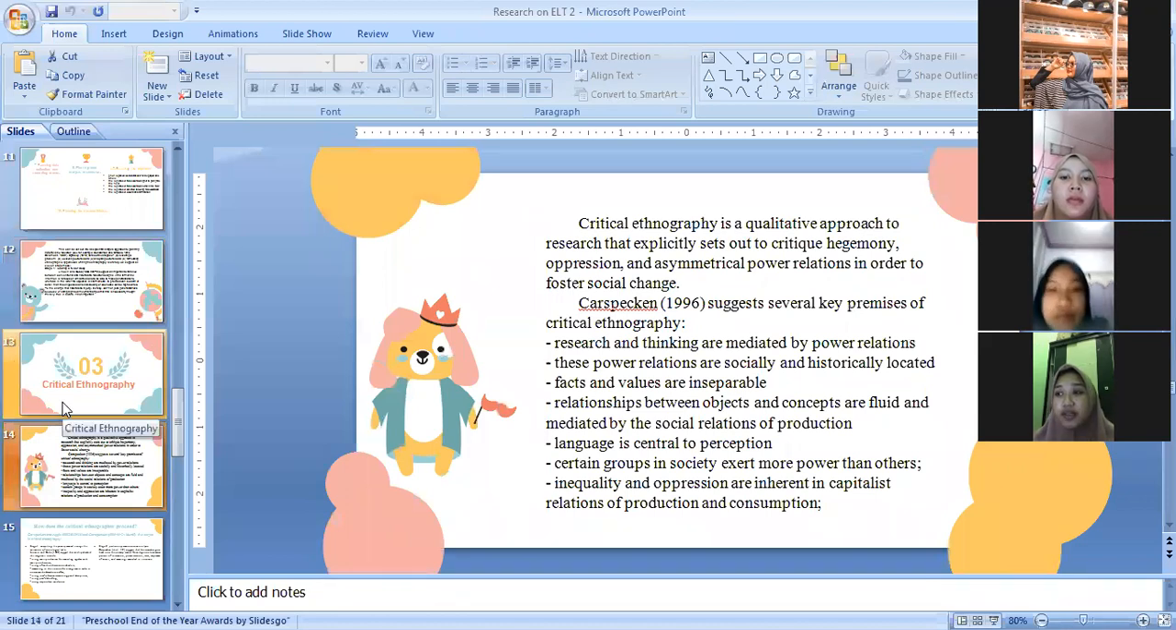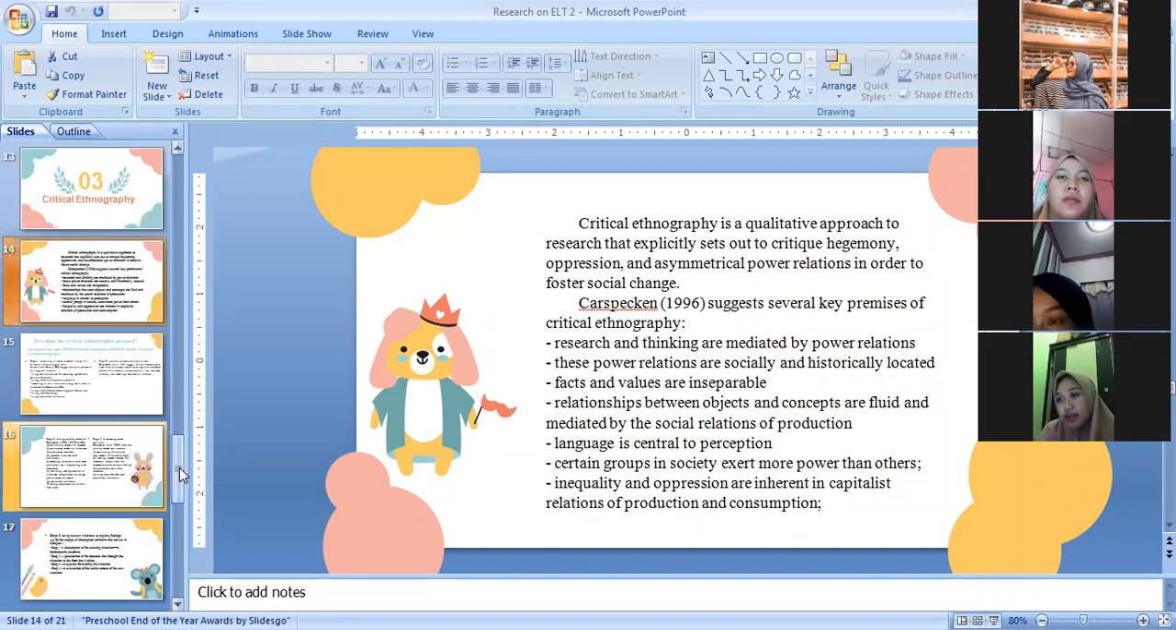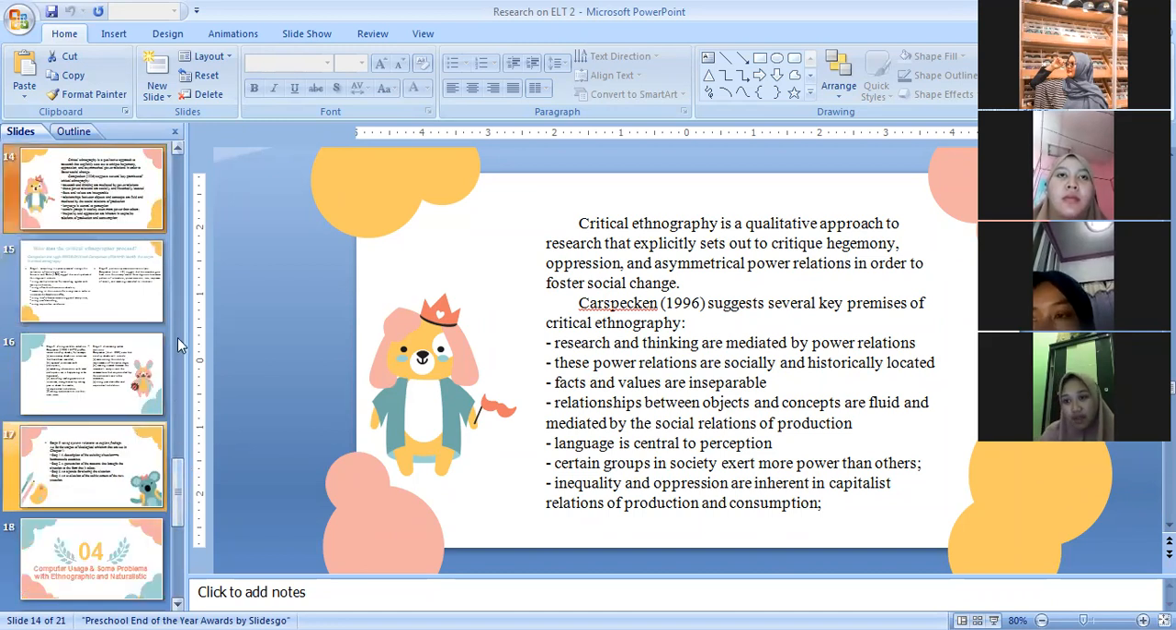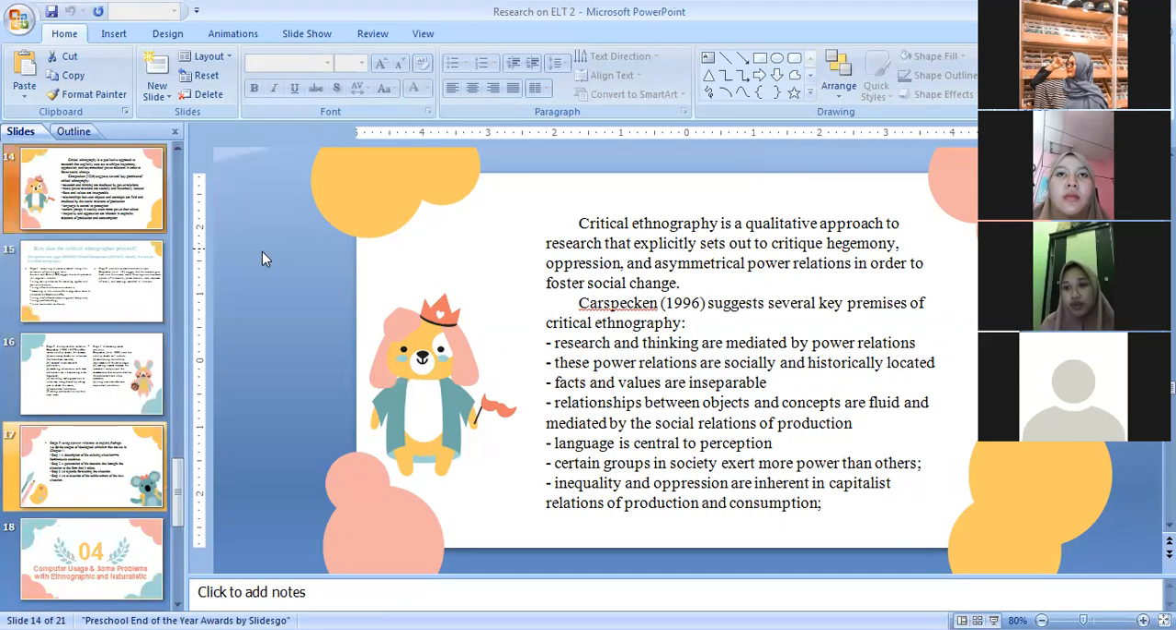Critical ethnography is a qualitative approach to research that explicitly sets out to critique hegemony, oppression, and asymmetrical power relations in order to foster social change. Carspecken suggests several key premises of critical ethnography. Number one, research and thinking are mediated by power relations. Number two, these power relations are socially and historically located. Number three, facts and values are inseparable.